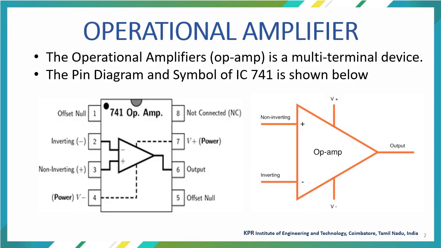The operational amplifier is a multi-terminal device. The pin diagram and symbol of IC741 is shown below. In the pin diagram of IC741, pin number 1 represents offset null, pin number 2 represents the inverting terminal, pin number 3 represents the non-inverting terminal, pin number 4 is minus VCC, pin number 5 is offset null, pin number 6 is output, pin number 7 is plus VCC, and pin number 8 is no connection. The symbol represents 5 terminals from the pin diagram: non-inverting terminal, inverting terminal, plus VCC, minus VCC, and output.